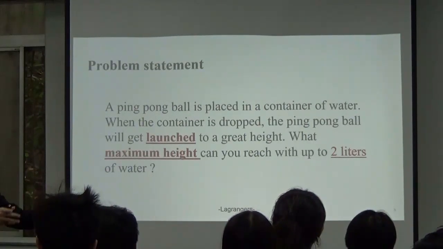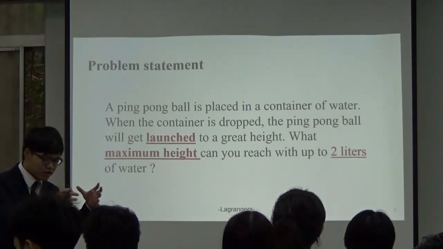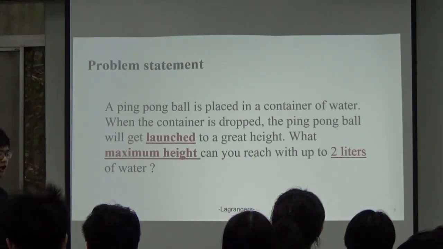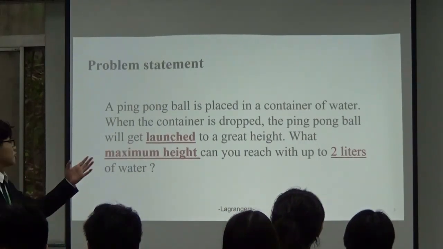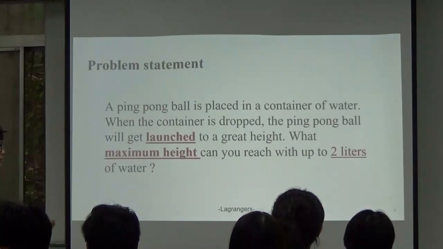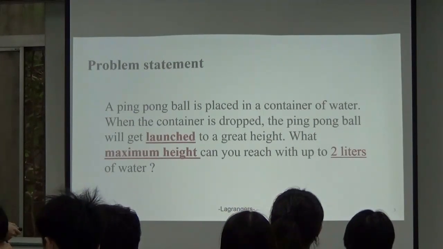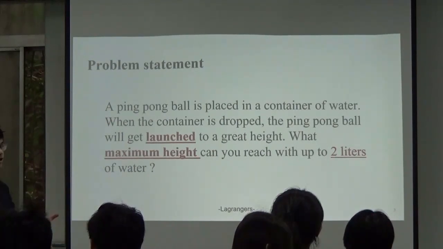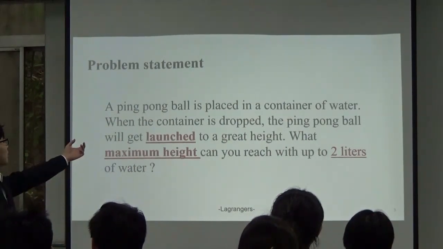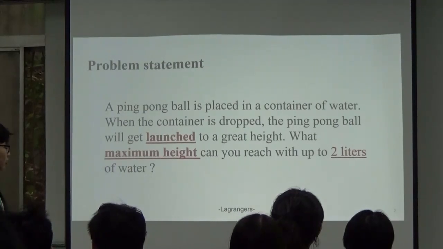The ping pong ball is placed on a container of water. So when the container is dropped, the ball gets ejected and launched to a great height. What maximum height can you reach with up to 2 liters of water? So from this, we can get that the point of this experiment is the liters, meaning the mass of the container that is having water, and the maximum height, which the ball gets launched.